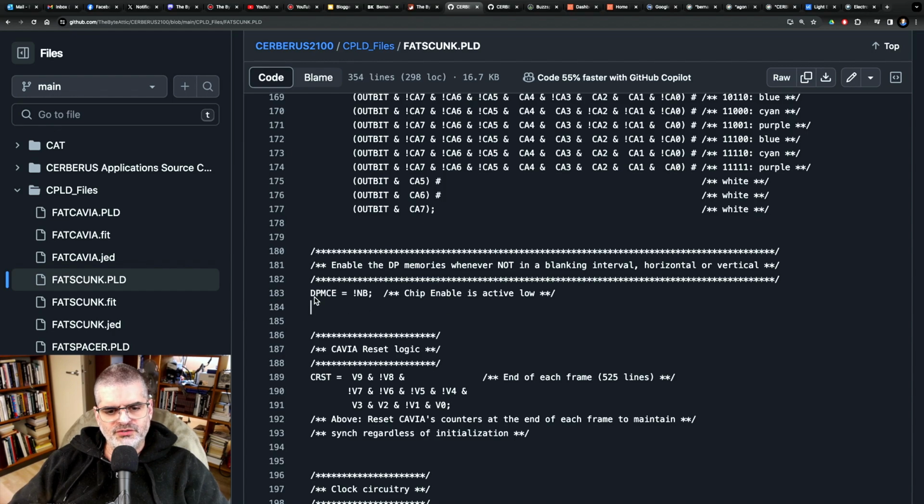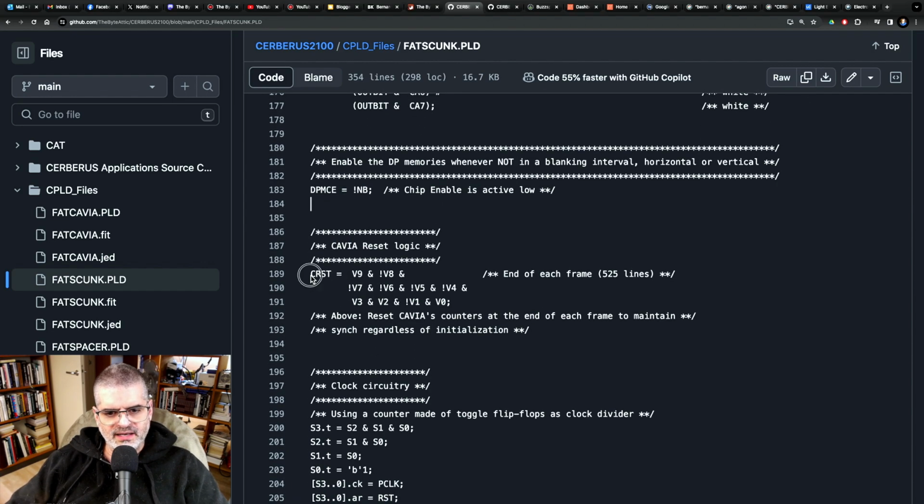All right, now this is the chip enable for dual ported memories. It's active low. So when we are blanking, then this is 1. In other words, it disables the memories. So when we are in the blanking interval, the right ports of the video and character memories will be disabled, such that the other port, the left port, is always available to the computer proper.